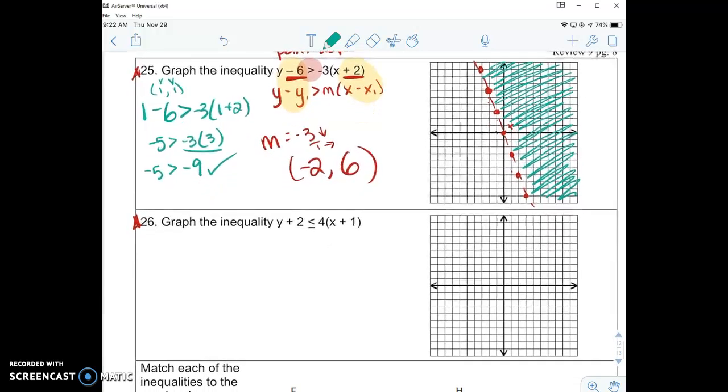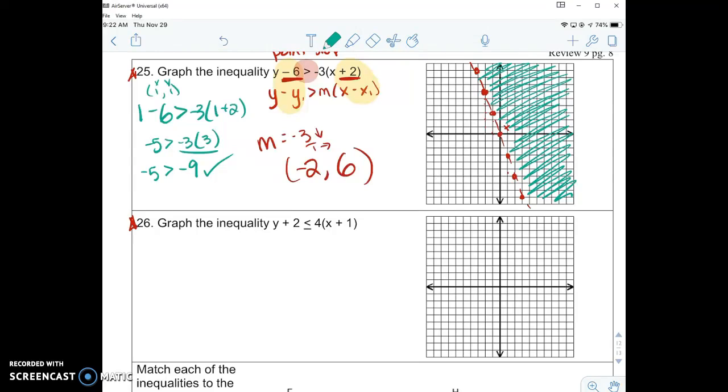Number 26, graph the inequality y plus 2 is less than or equal to 4 times x plus 1. For this one, we could do it the same way as the last one, but on this one I'm going to solve for y to get this into slope-intercept form. I'm going to start by distributing my 4, and I get y plus 2 is less than or equal to 4x plus 4.